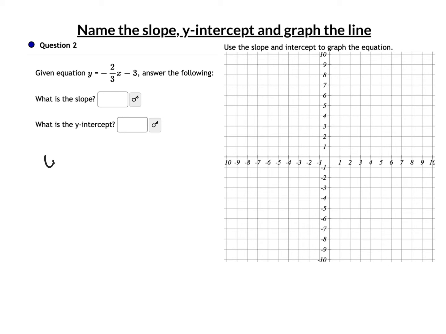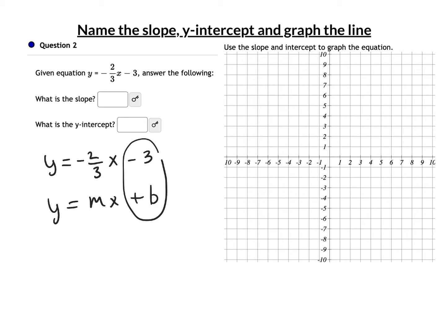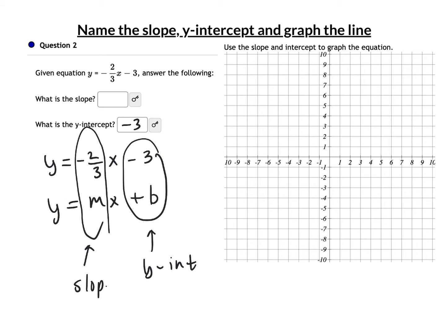In question 2, our equation is y equal negative 2/3 x minus 3. And this is in the form of y equal mx plus b. Notice that the b, the y-intercept, is negative 3. And notice that m, which is the slope, is negative 2/3. The rise over the run is negative 2/3.